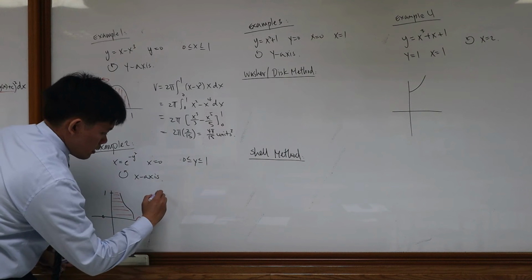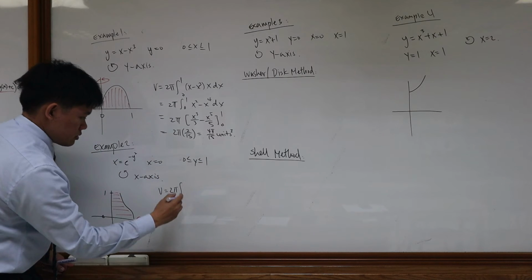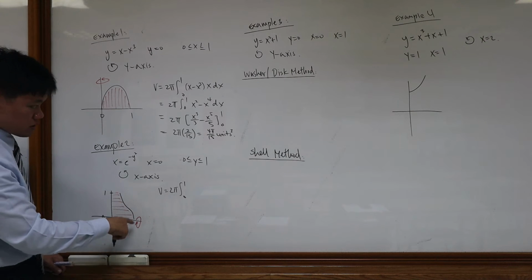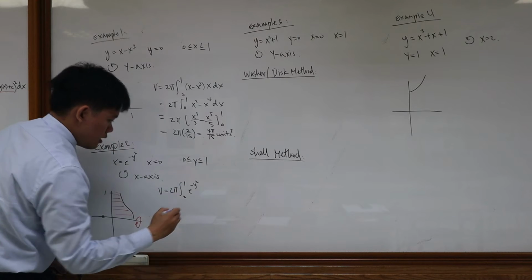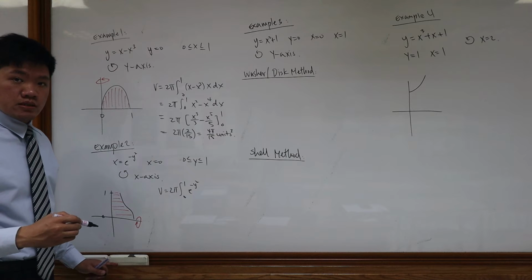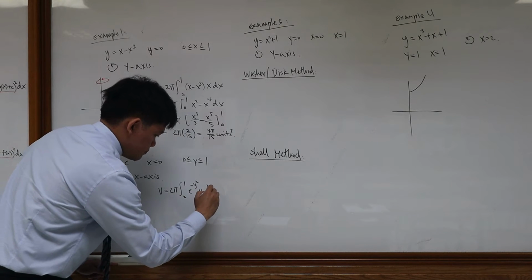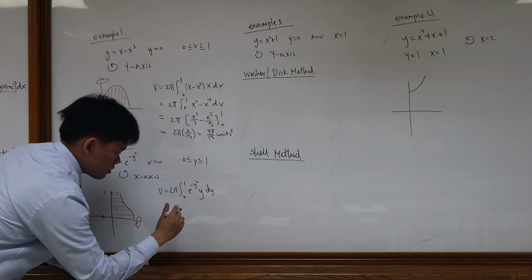So, setting it up, we have V is equal to 2 pi, integral between 0 and 1, because that's what we're told. And then my top function is this, my bottom function is this, in that case e to the negative y squared. And then, since I'm integrating with respect to y, my radius is y, since we haven't shifted anything. Okay, so y dy.